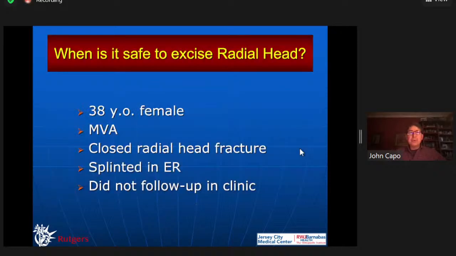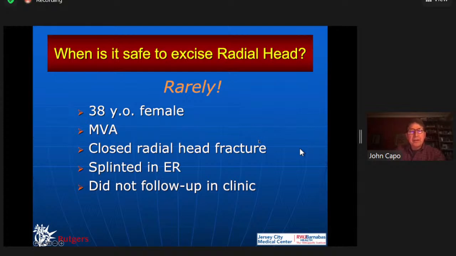So I just want to say this: when is it safe to excise the radial head? When I was a resident, we did it all the time because nobody thought it mattered, and then we realized it did. So the answer is rarely, right? So rarely. So this is the last case where I did excise the radial head, and I just want to show you the points that you have to really look at if you decide to do that. Which is again unusual.